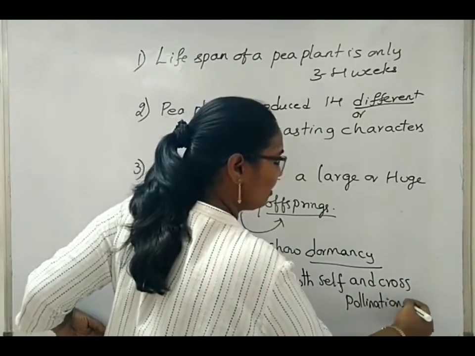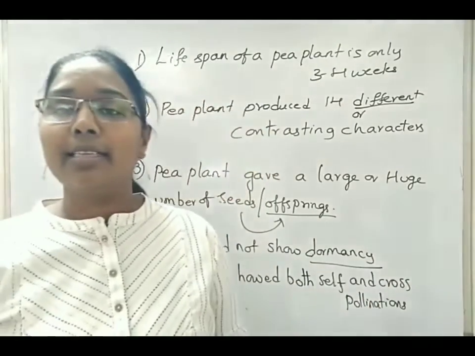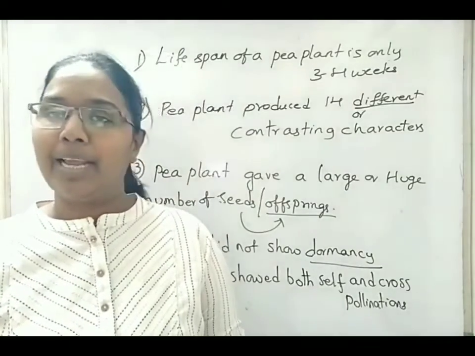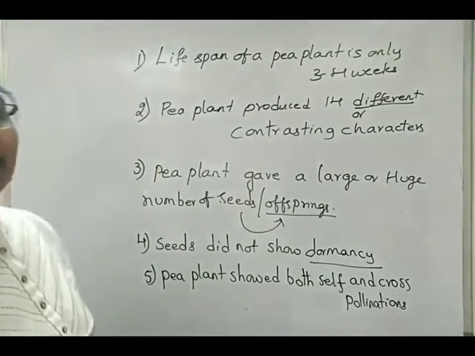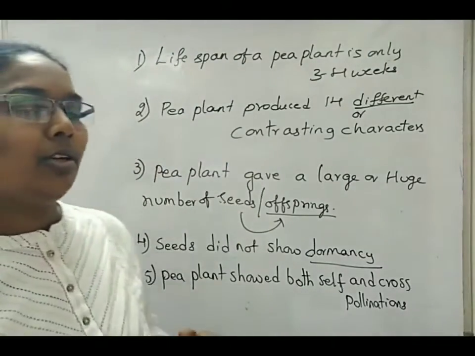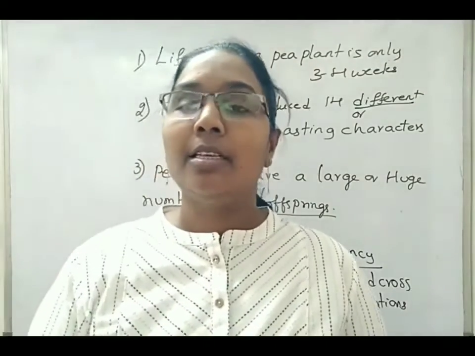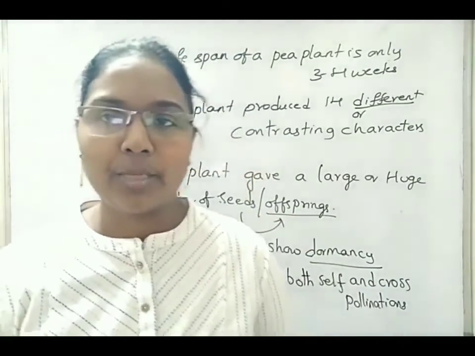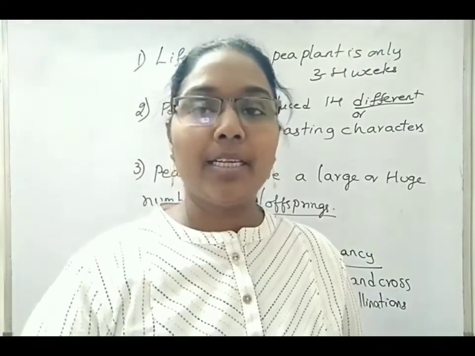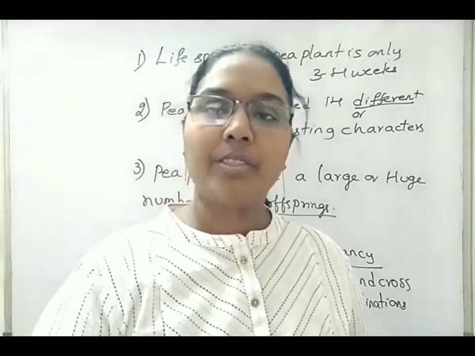This is also one of the best adaptations exhibited by the pea plants. Now we will start with Mendel's laws. What are the three laws? The first one is the law of dominance. The second one is the law of segregation. The third one is the law of independent assortment. So we will start with Mendel's first law, that is the law of dominance.